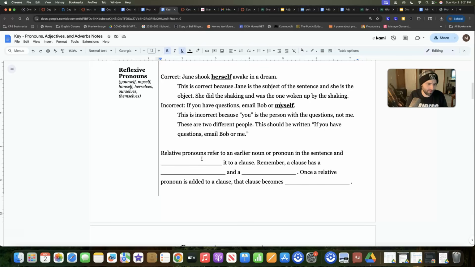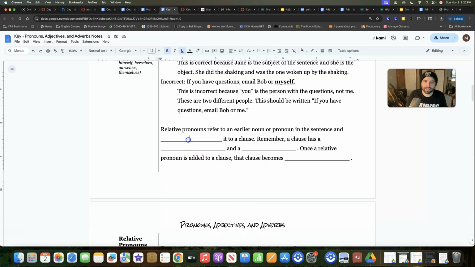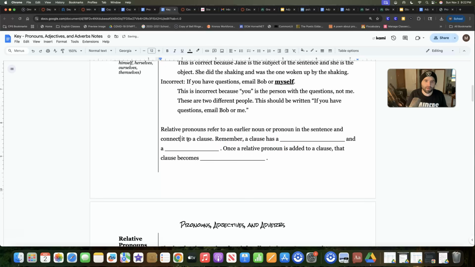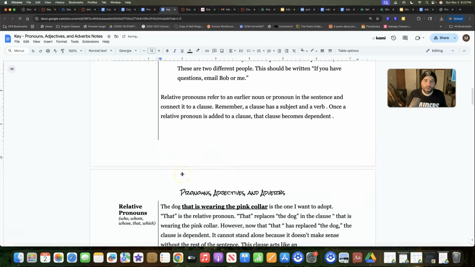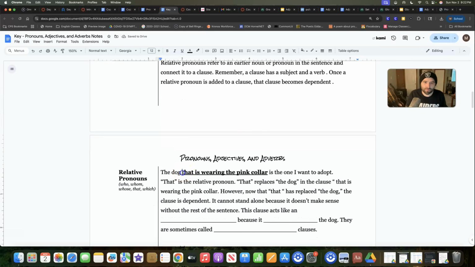Lastly, with pronouns, relatives. Relative pronouns refer to an earlier noun or pronoun in the sentence and connect it to a clause. Remember a clause? We've been learning clauses, I hope. Remember a clause has a subject and a verb. Once a relative pronoun is added to a clause, that becomes dependent. So here are your relative pronouns: who, whom, whose, that, and which.